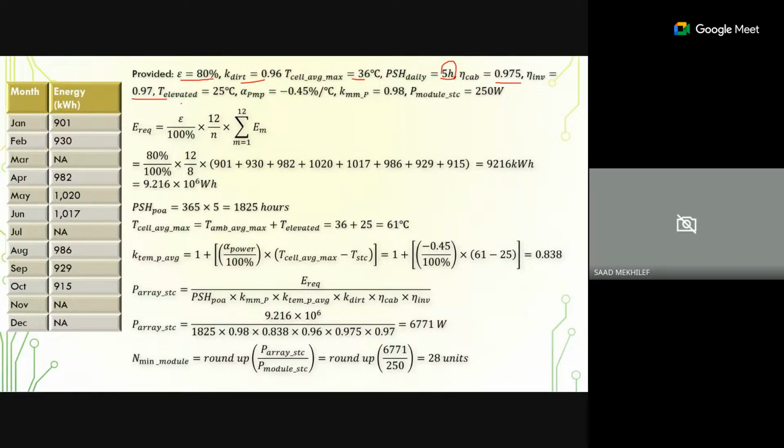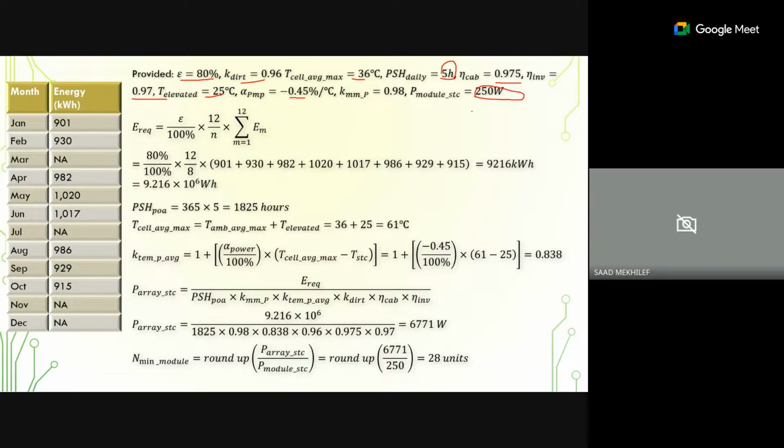Okay. Due to the ambient temperature being around 25 degrees Celsius, there's a change. The mismatch is around 2% losses, and the STC is 250.